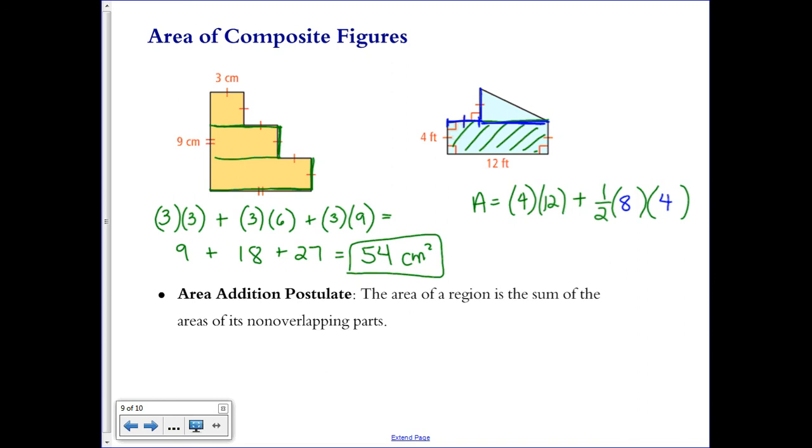So we perform these calculations and add them together. 4 times 12 is 48. Plus half times 8 times 4. Half times 8 times 4 is 16. And 48 plus 16 is 64. Units are squared for area. And that is it.